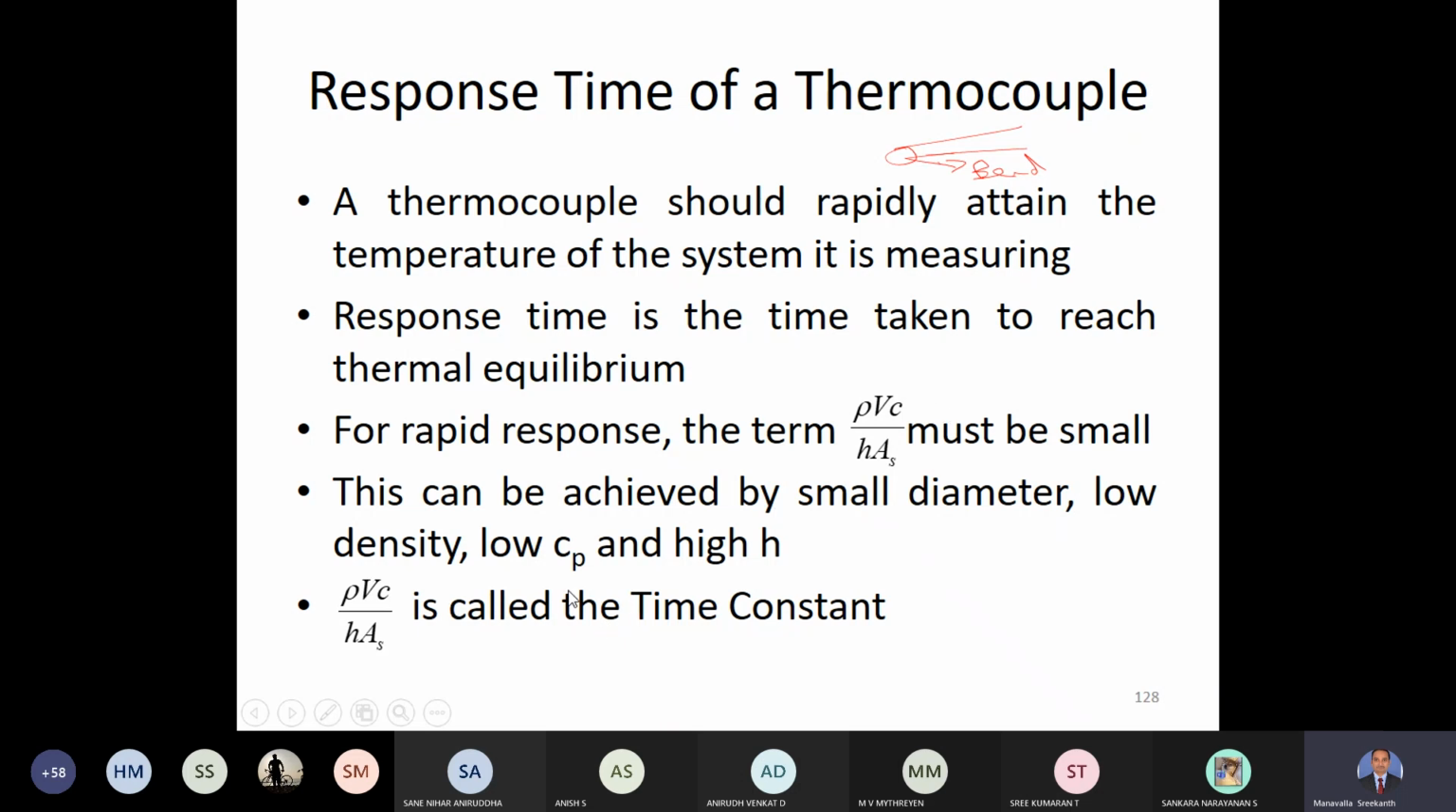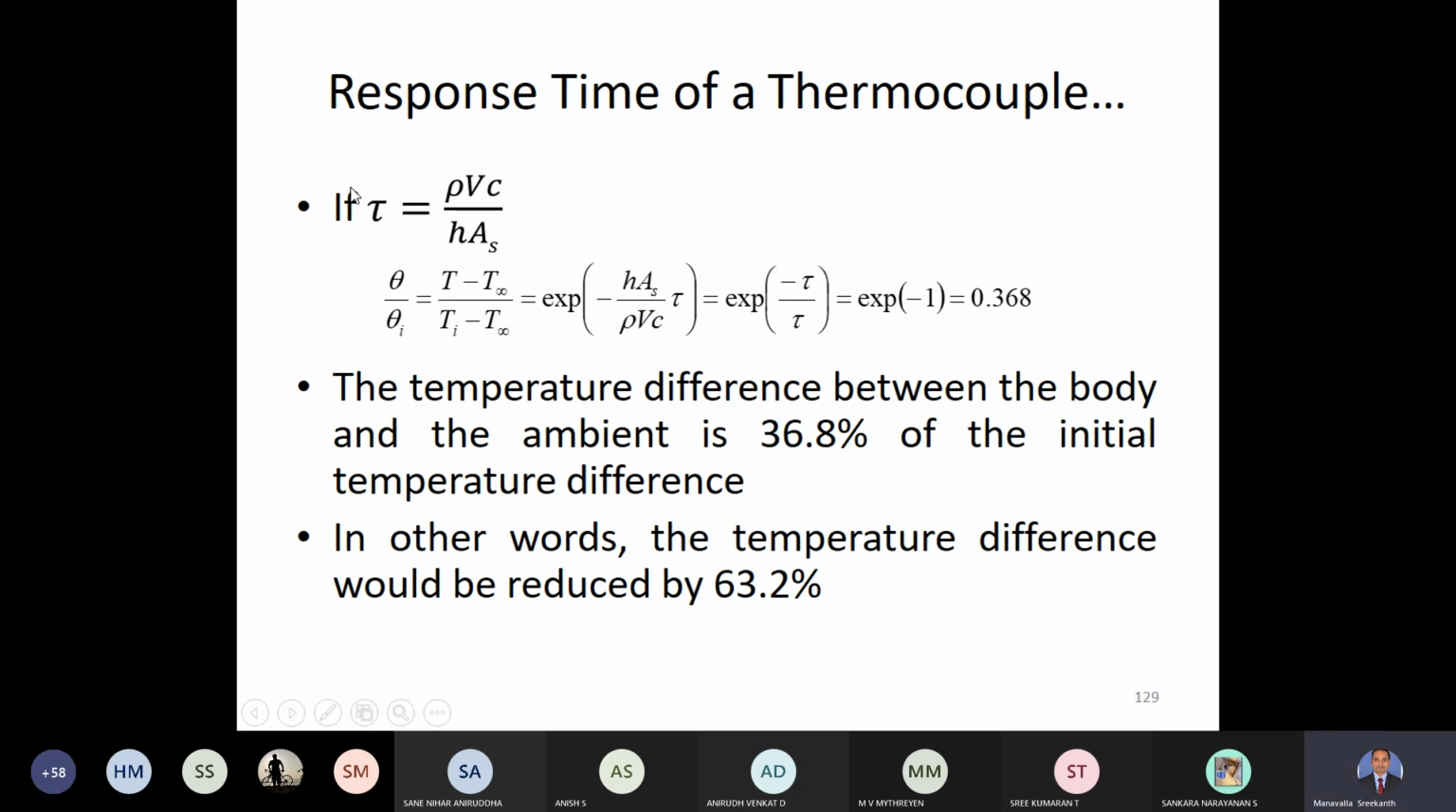Rho V c by h A_s is called the time constant of the thermocouple. So tau is equal to rho V c by h A_s. If you substitute that in the equation of the lumped system, that means in place of h A_s by rho V c we substitute 1 by tau, this expression becomes exp of minus t by tau. When t equals tau, it is minus tau by tau, which is exponent of minus 1. If you evaluate this, it will be 0.368.